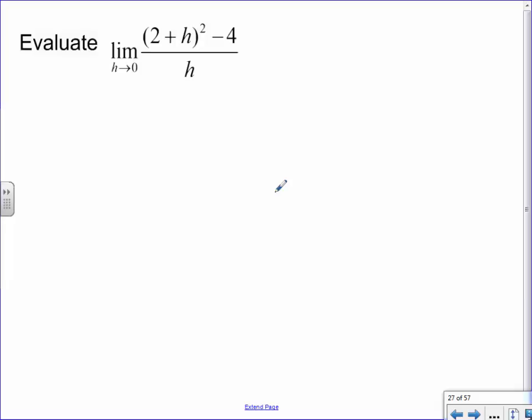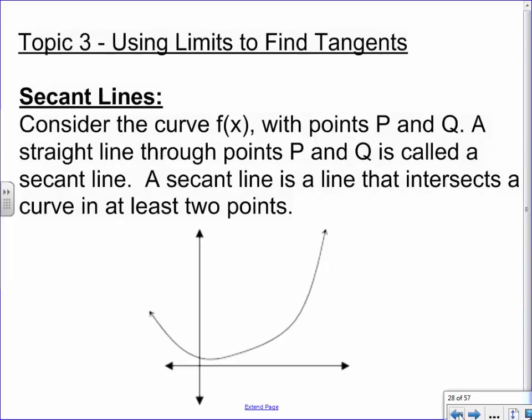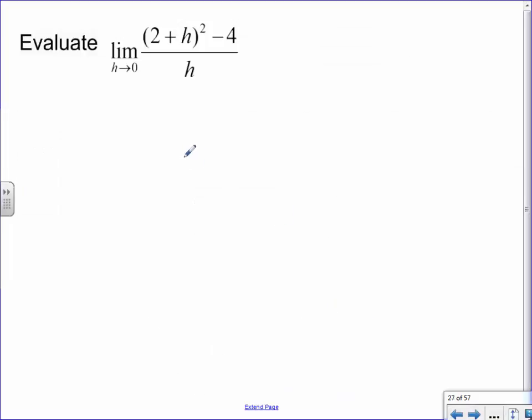And so anyways, the point I want to make is that this last example is going to lead into tomorrow's lesson, or whenever you watch the next video. In terms of what we're going to do, we're going to use limits to find tangents. That's actually tomorrow's topic, so this is a good precursor to it. So let's try this last example.